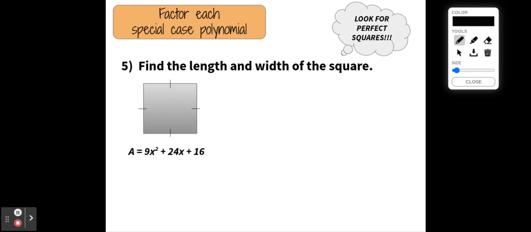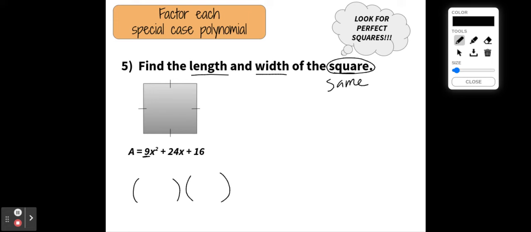Okay, well, little application question here. Find the length and width of the square. So we know that length and width should be exactly the same. If this is the area, we can take this polynomial and we can factor it in order to find the two factors here that are going to be the length and width. Now, they should be the same because it's a square, right? And length and width should be the same.